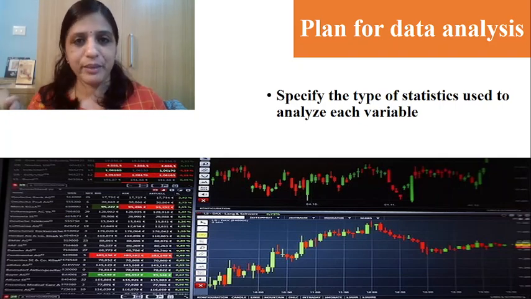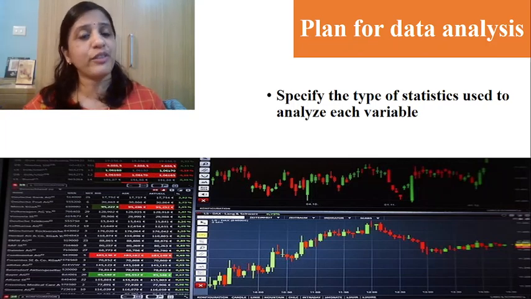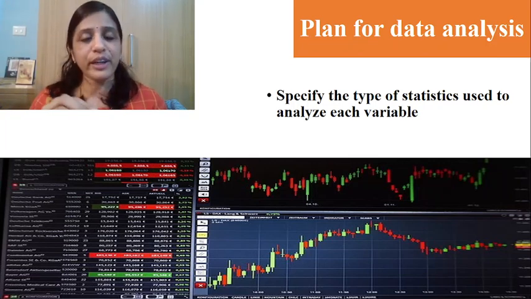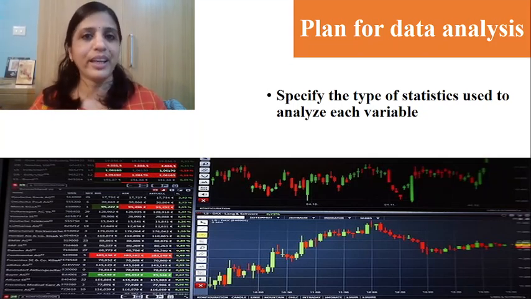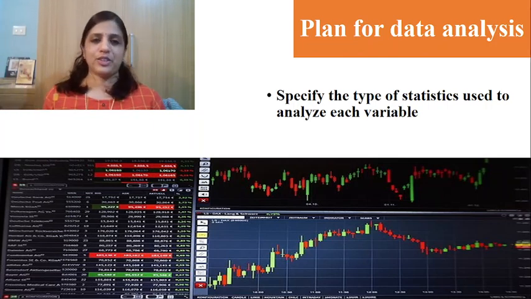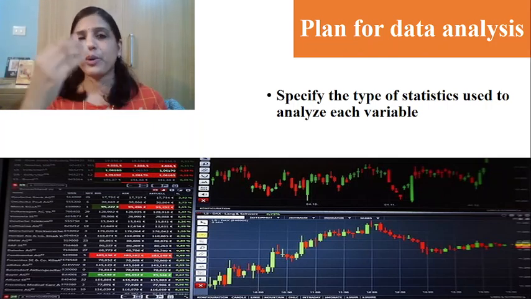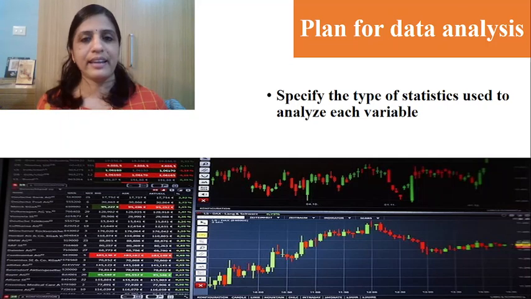The demographic variables will be analyzed using frequency and percentage. The effect of this multi-component intervention on fatigue will be analyzed using independent t-test. The association of the demographic variables with that particular variable of fatigue will be analyzed using chi-square. Okay, so that is how you're going to write the plan for data analysis.